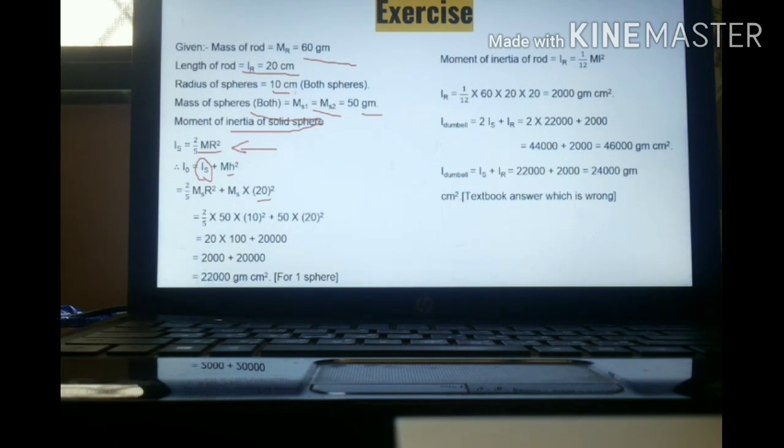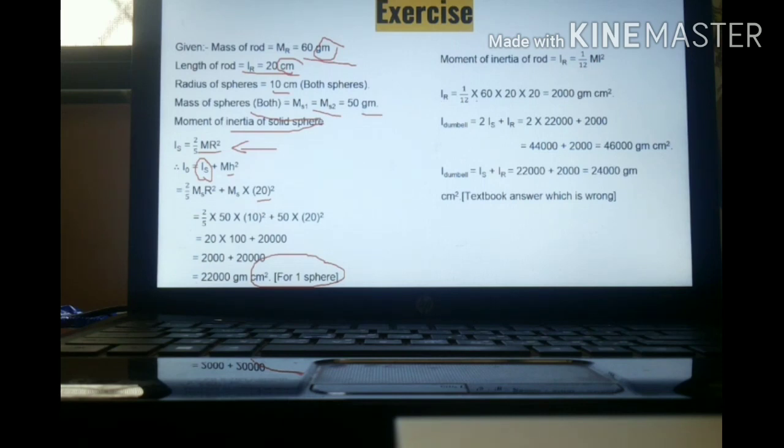Over here you will see that each and every term which is in centimeter or gram we are not converting, means the final answer we will be getting in gram centimeter square. This is what we have found, the moment of inertia of the sphere. Now the moment of inertia of the rod. The moment of inertia of the rod formula is what? IR is equal to 1/12 m l square.